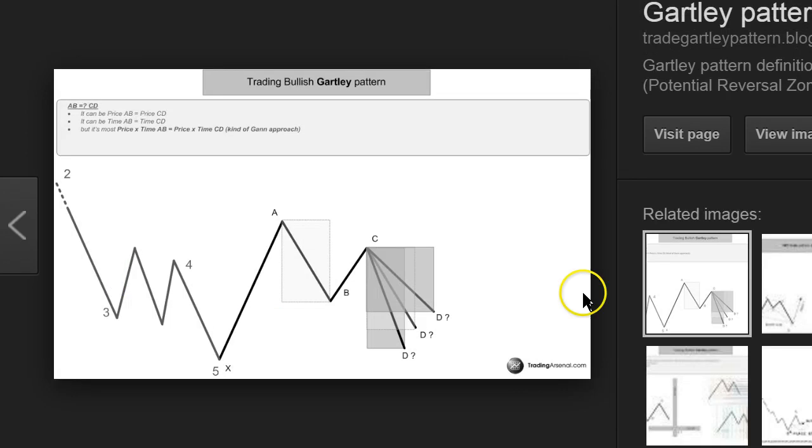Okay, oh, this is a nice projection. Now this makes sense. And this is multiples. And this is the Gartley pattern blogs. This is very clean graphics here. I'll get my brain around this.